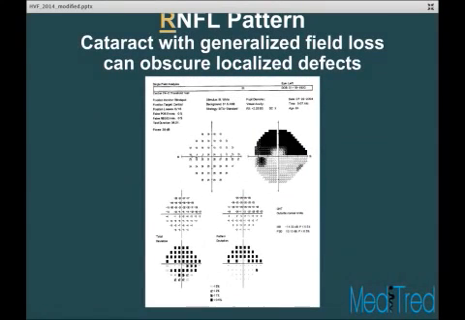As mentioned before, anything that causes generalized field loss can obscure more localized defects. A cataract, for instance, would make the total deviation look overall depressed. You see, the pattern deviation corrects for this generalized field loss and highlights the focal nature of the superior arcuate defect in this patient.